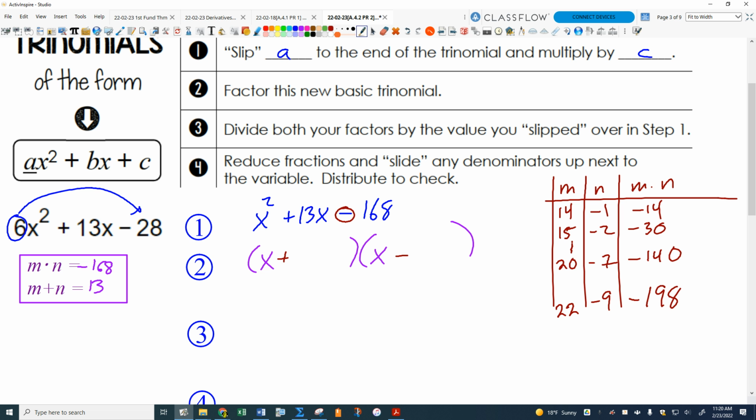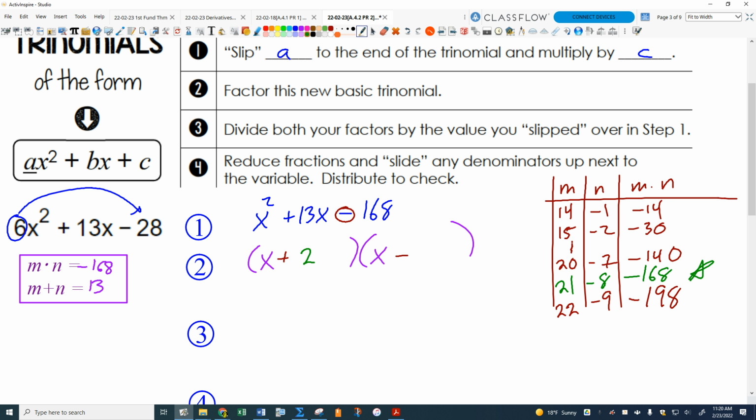Now I have another question for you. Are we always guaranteed that magic numbers are going to exist? No. If they don't exist, it just means that this thing doesn't factor and we're done, right? It only factors if we can find magic numbers. So we got it then. If we try the one that we skipped, 21 and negative 8, sure enough, that gives us negative 168. So there's my magic numbers.